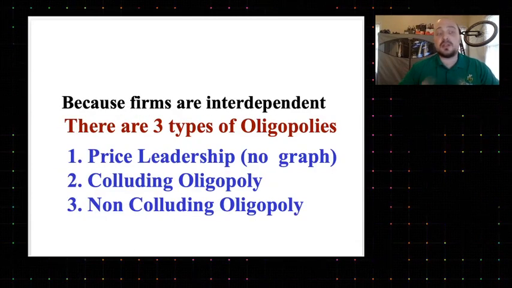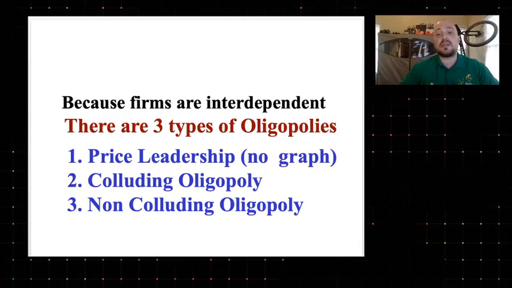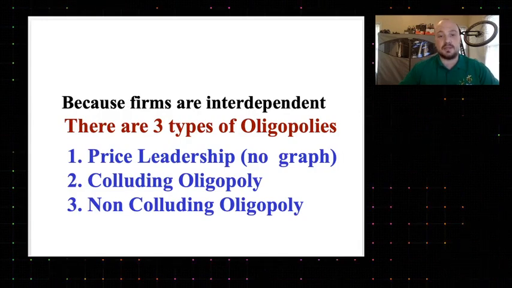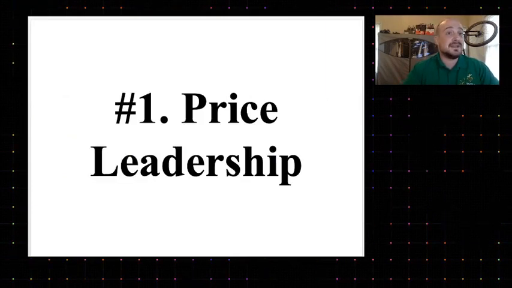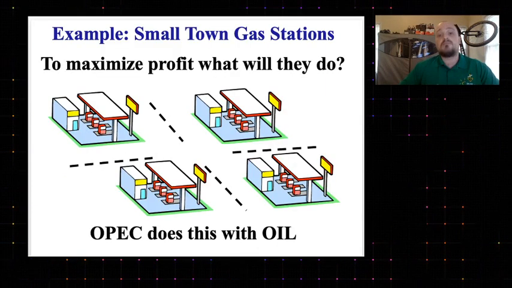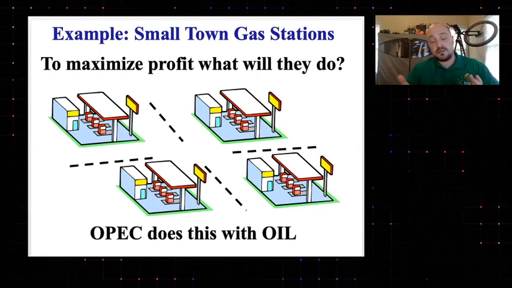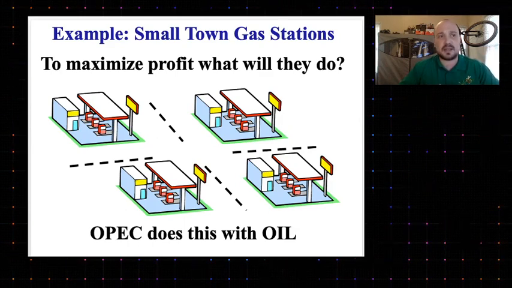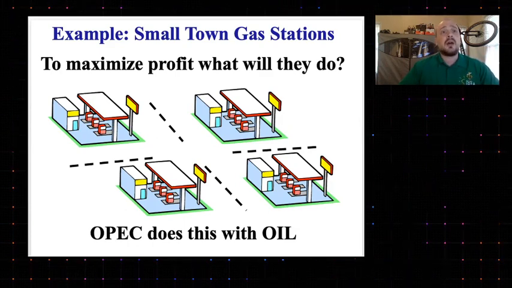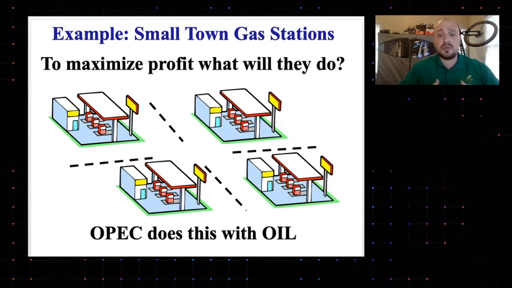These firms are interdependent, and it results in three different types of oligopolies. The first type we call a price leadership oligopoly. It is illegal in most Western countries, like the United States and Canada, for these businesses to work together. We'll talk about that in a second. That's called collusion.